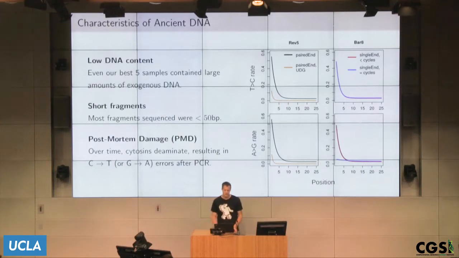Okay? And this is just showing you that the probability of having PMD is correlated with the position in the read, and that's very helpful, okay? Because that means we have a means of estimating the rate of postmortem damage and building that into our model. Okay, so you may wonder, why is it position specific?